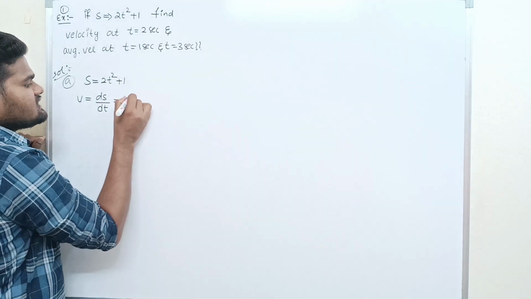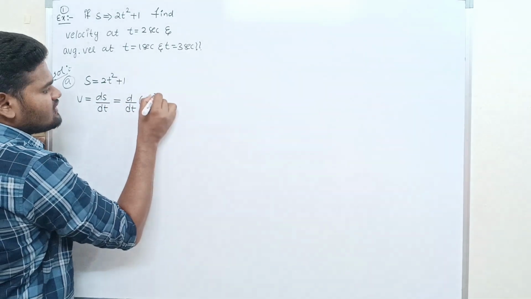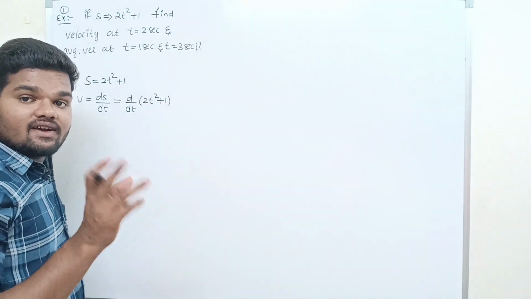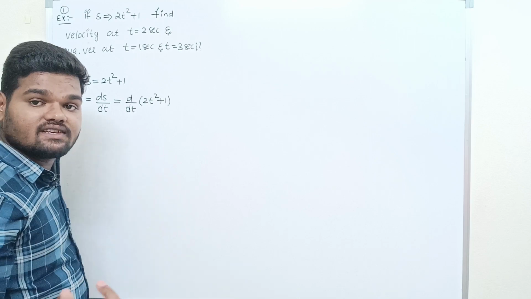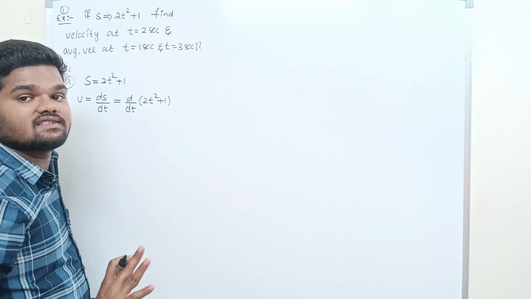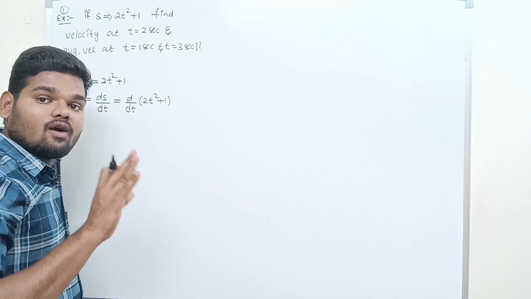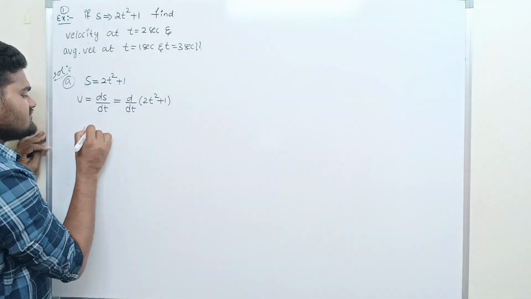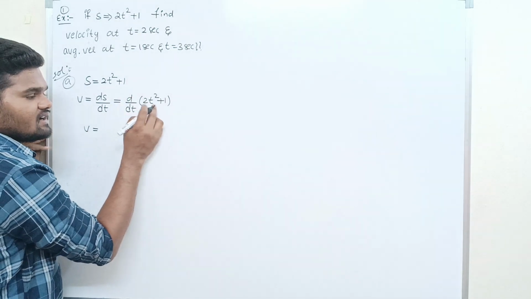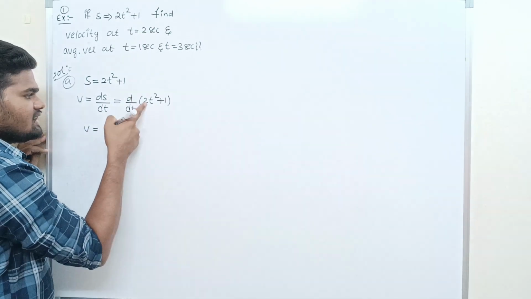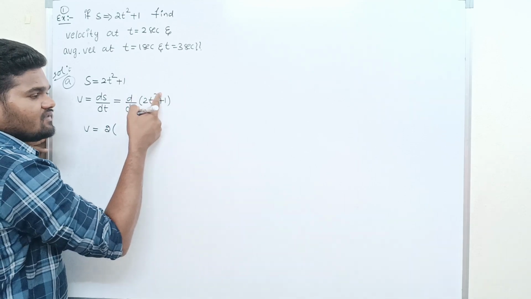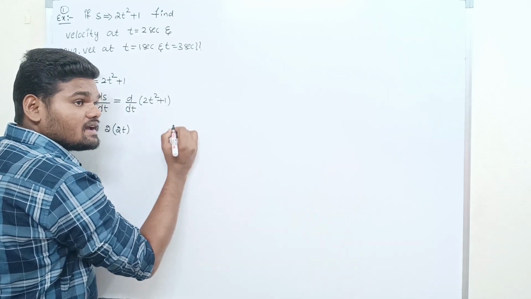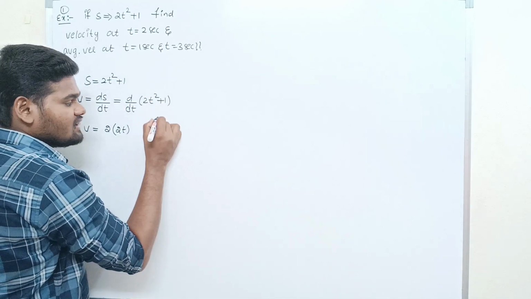Which is equal to, just differentiate the given equation, 2t square plus 1. We already discussed differentiation. I made a video on basic mathematics used in physics, differentiation and how to do it, so just watch that video. So d by dt of 2t square plus 1 is the differentiation of 2t square. 2 is a constant, it comes outside. Differentiation of t square is 2t. Differentiation of x to the power n is n times x to the power n minus 1. For t square, n is equal to 2.